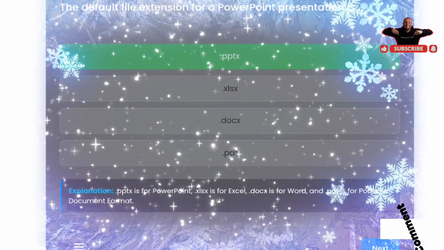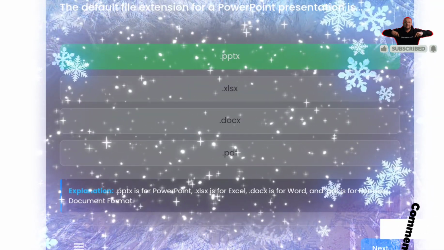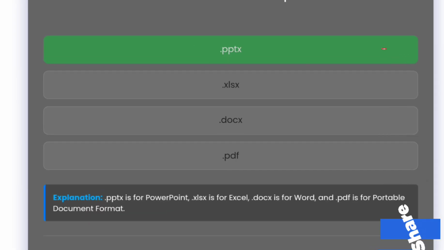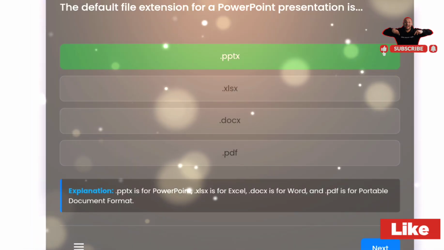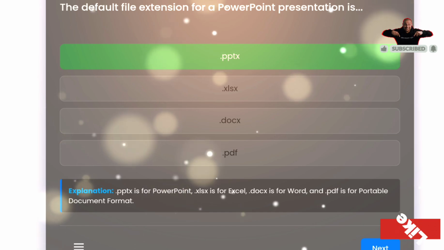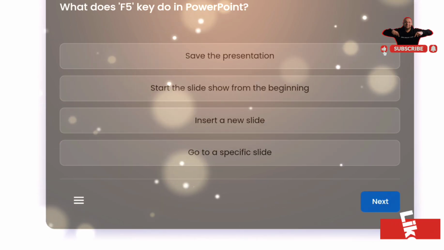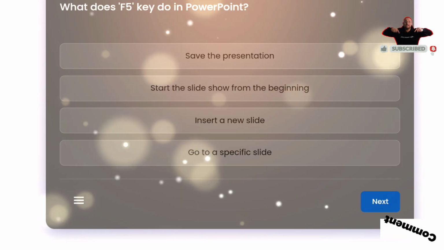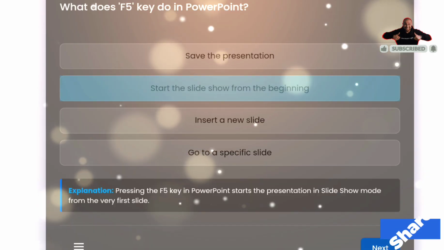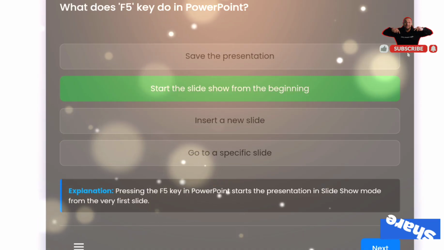PPT. PPTX is for PowerPoint, XLSX is for Excel, DOCX is for Word, and PDF is for Portable Document Format. What does the F5 key do in PowerPoint? Second one, start the slideshow from the beginning.